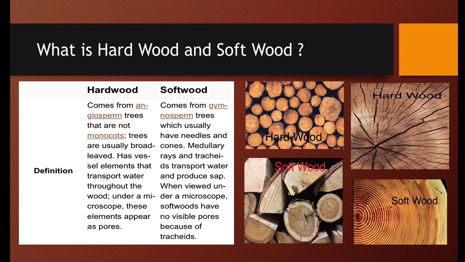Whereas softwood comes from gymnosperm trees, and these usually have needles and cones. The medullary rays and tracheids transport water and produce sap. When viewed under a microscope, softwoods have no visible pores because of the tracheids.